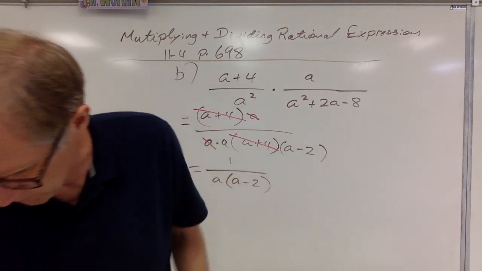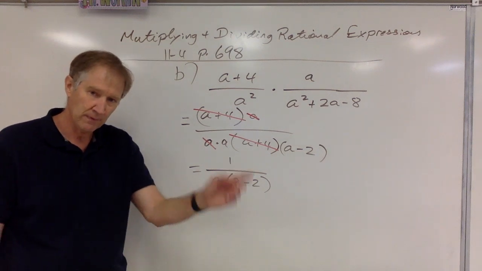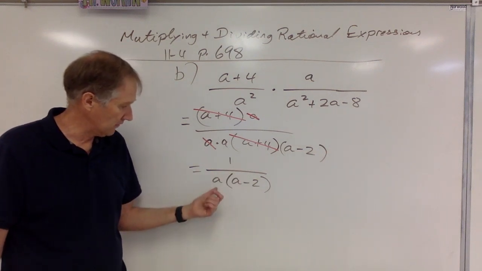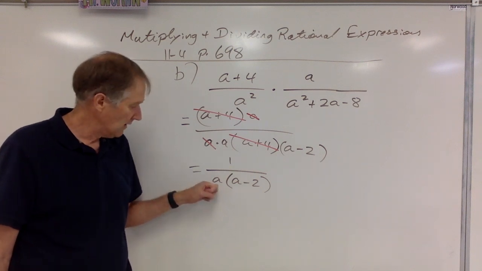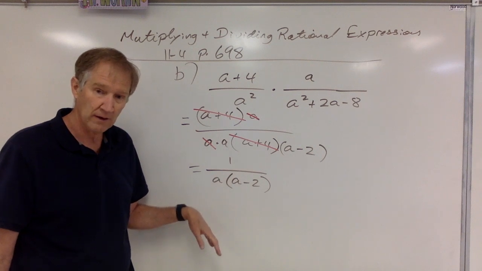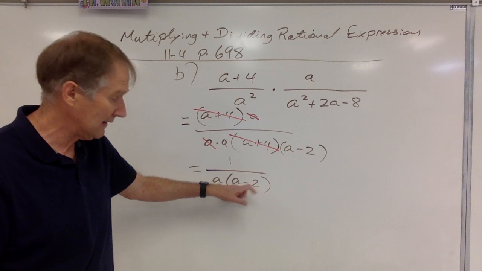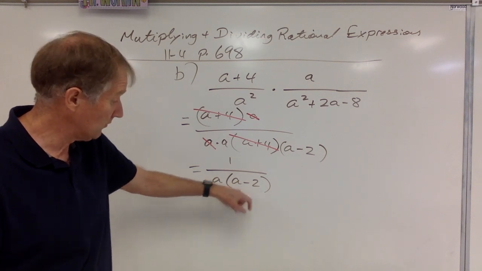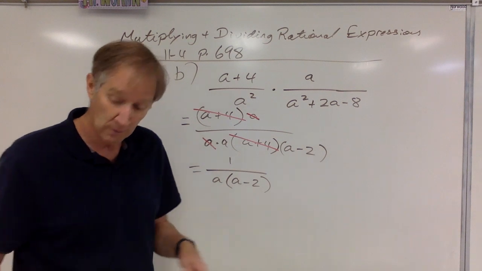This is easier in terms of finding excluded values. If they said, find the excluded values, what are the values that a can't be? You'd set this equal to 0. So a equal to 0, you can't. If you put 0 here, it makes the denominator 0, bad. If you put a minus 2 equal to 0, then a equals 2. So if you put 2 in for a, that's also bad. So the excluded values here are 0 and 2.